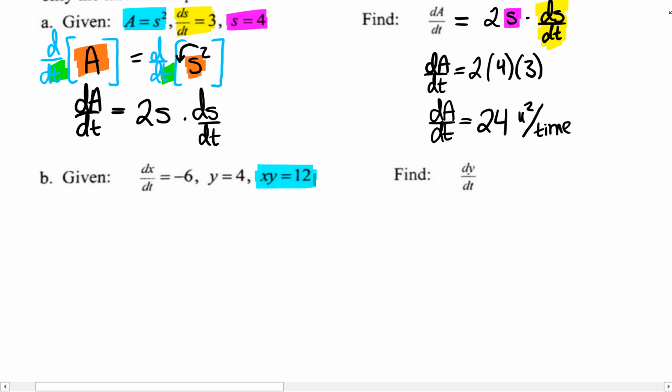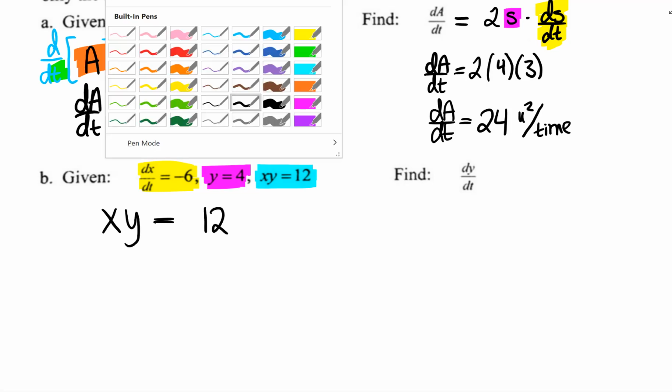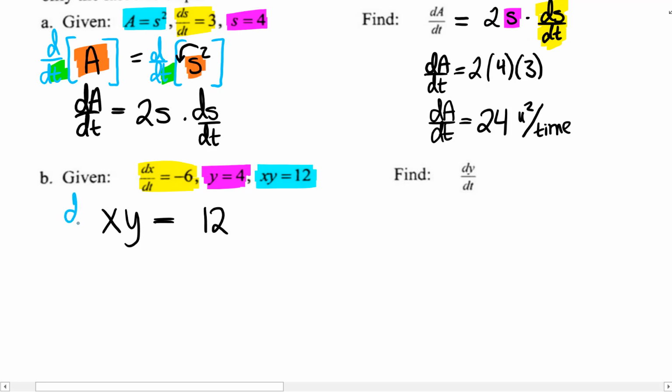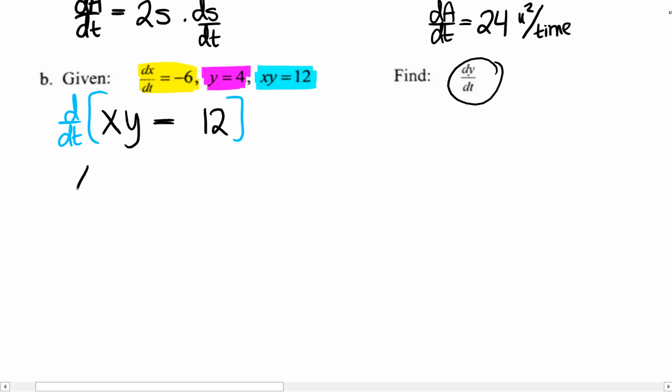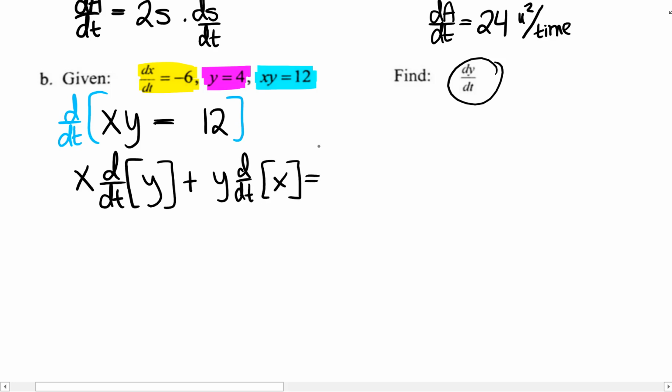They've given me a relationship between x and y, a value for y, and a rate for dx/dt. And they want me to find dy/dt. So I'm going to take my original equation, xy equals 12, and derive both sides of the equation with respect to time. The left side is a product, so I'm going to use the product rule. The first function times the derivative of the second function with respect to t, plus the second function times the derivative of the first function with respect to t, is equal to the derivative of a constant, which is 0.